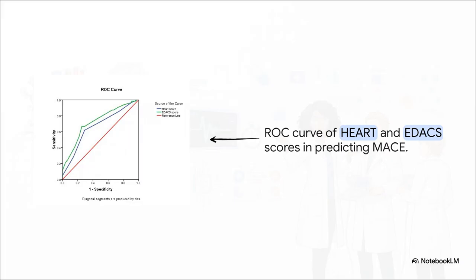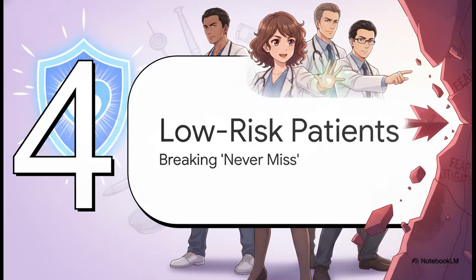Visually, the ROC curve from this study really just reassures us of the predictive value and the safety of these scores. You'll see the blue line represents the HEART score, and the green line is the EDACS score. They provide a lightning-fast, incredibly reliable predictor right there at the bedside, giving you real confidence without requiring complex computer calculations or formulas.